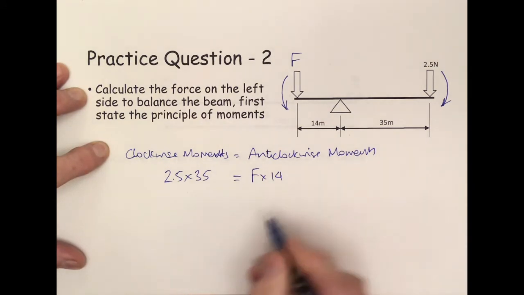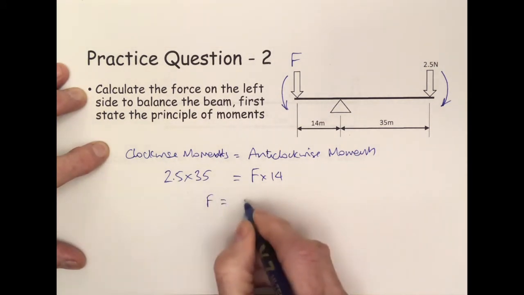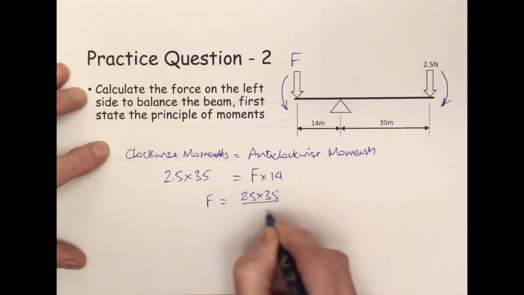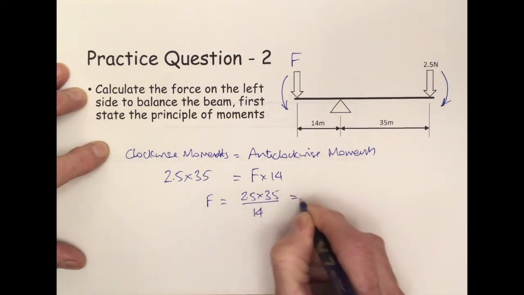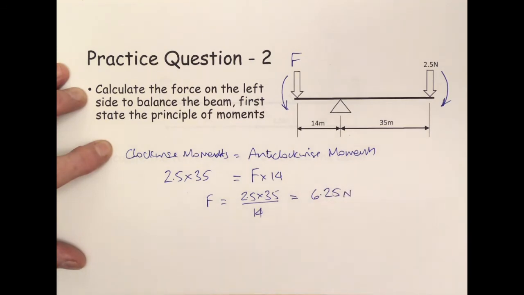Therefore, all you need to do is to calculate through. So F equals 2.5 times 35, whatever that comes to, over 14 in this case, and that gives you 6.25 newtons.